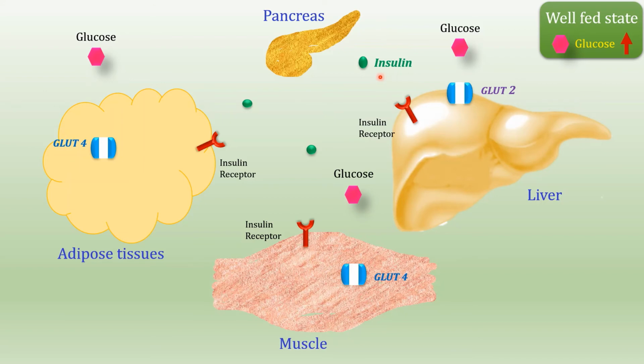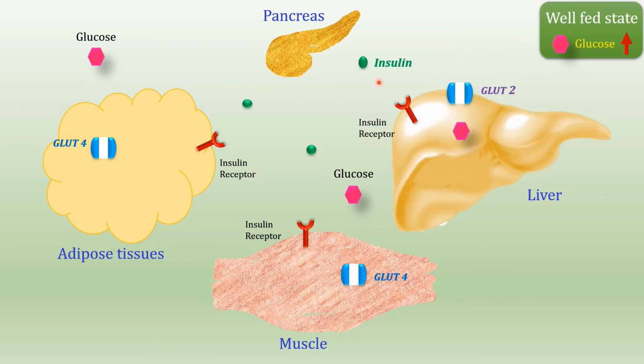Insulin is a hormone which is secreted by beta cells of the pancreas, in the well-fed condition, whenever there is increased concentration of glucose in the circulation. The GLUT2 transporters located on the liver are not insulin dependent. So in case of increased glucose concentration, it is taken inside the liver by GLUT2.